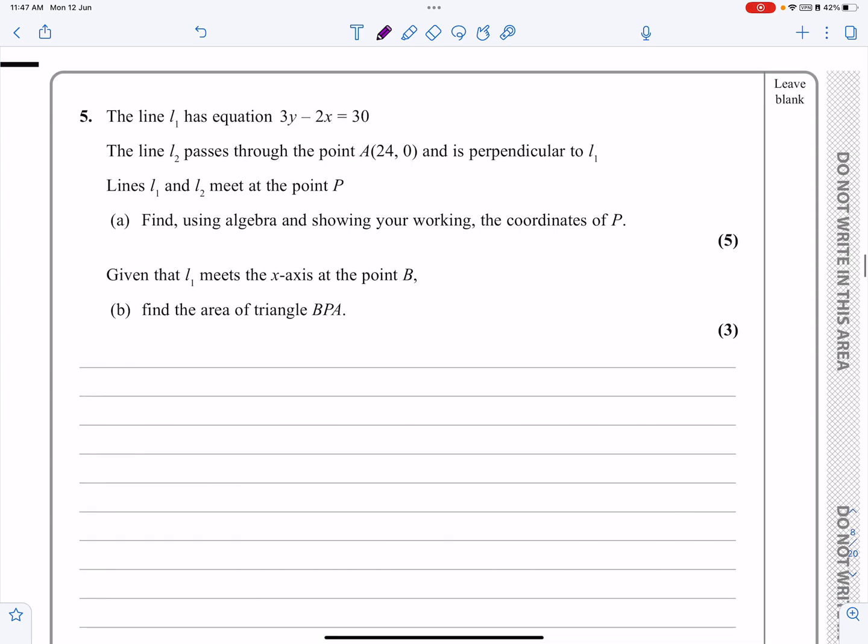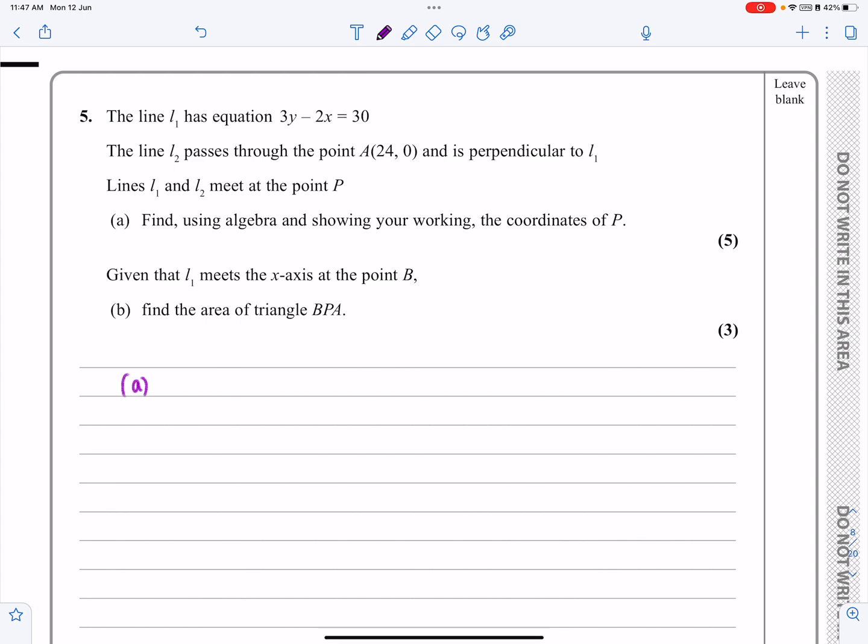Quite often, and I'm going to do it with this question, a quick sketch is going to help me just make absolutely certain I know what I'm doing. But let's read it. It says we've got line L1, which is 3y minus 2x equals 30. Line L2, they tell me it's perpendicular to that line, and it passes through the point (24, 0). And it then says that these two lines meet at a point P, and we've got to try and work that out. Okay, so I've got the equation for line L1. I haven't got the equation for line L2 yet. So let's just go about trying to get that.